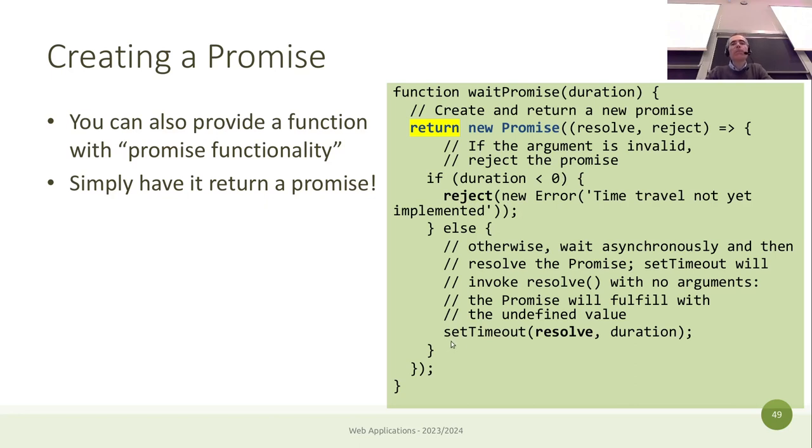Else we can say setTimeout, resolve, duration. Okay? So what's happening here? We take the library function setTimeout and we say to the library function, just wait for duration and then call resolve. Okay? So this resolve will not be called immediately, it will be called after a certain amount of time, after duration milliseconds. Okay? That's all. We create the promise, so we call wait promise, we immediately get a reference to an object. We don't have to wait anything. So this function returns immediately and we will get a reference to an object that is actually a promise.